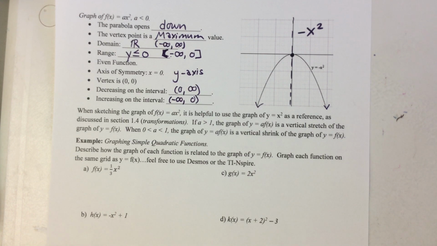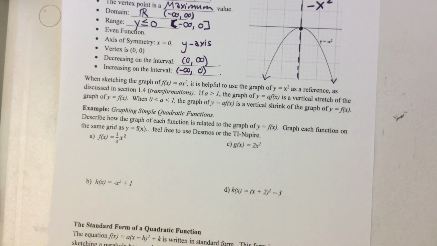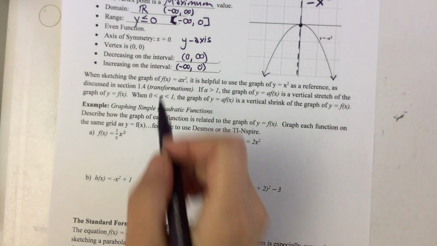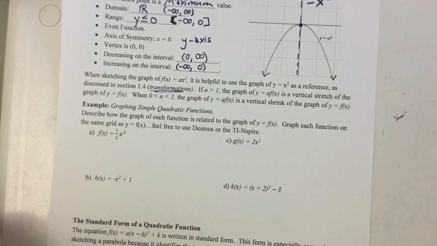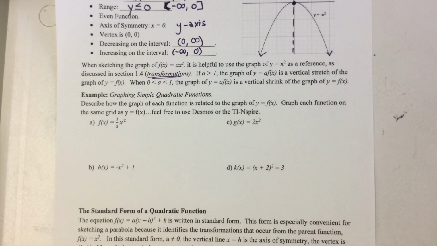Okay, so going ahead and just really looking at all the different pieces of a quadratic and in particular, the graph of the parabola. When you are sketching the graph of the function a times x squared, it is helpful to use the parent function, x squared, as a reference, like we discussed in 1.4. What they're basically saying, guys, is we're going back to transformations. Remember, I promised you in Algebra 2 that these transformations that we studied over and over, they don't go away. And I hope that you're seeing that I was not fibbing at all.